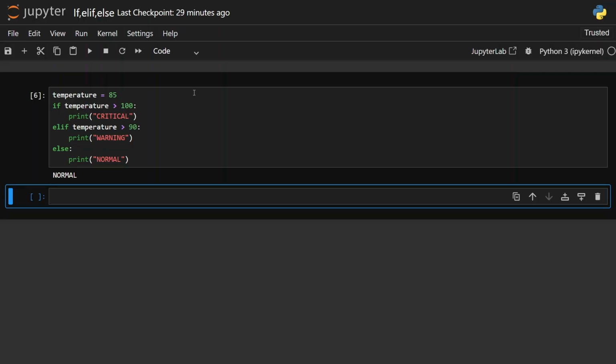That's where else takes over. Else means if nothing above matched, run this code. Since 85 is neither critical nor warning, Python executes the else block and prints normal.